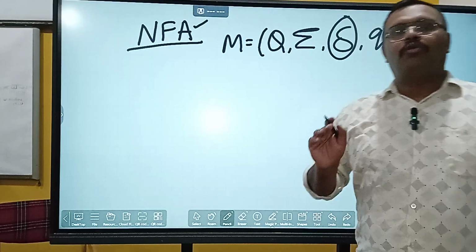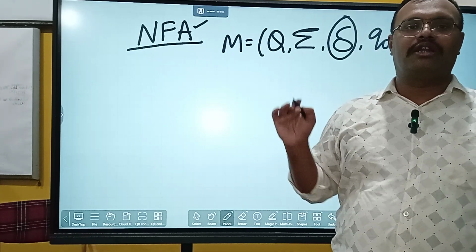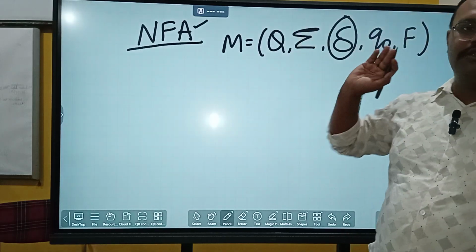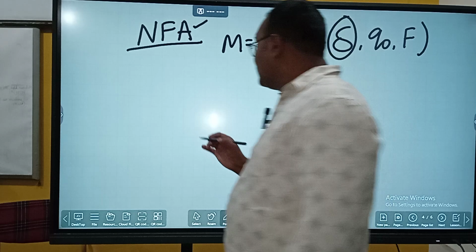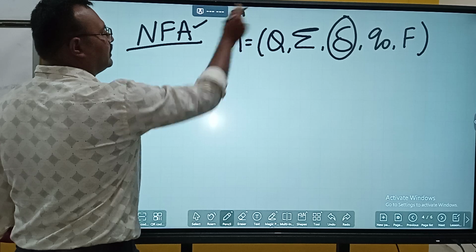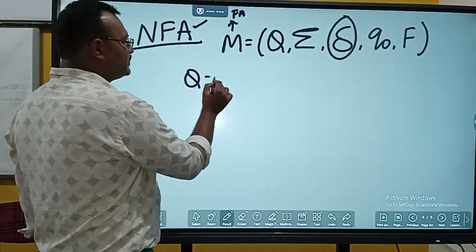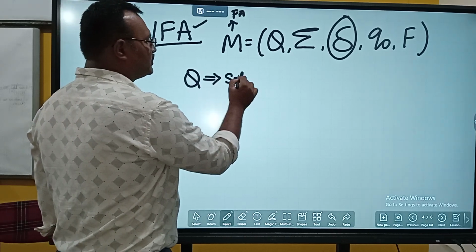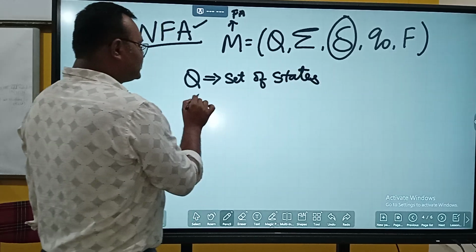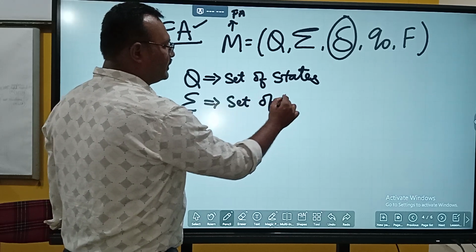Now let us see what kind of transitions we are going to get in this non-deterministic finite automata by defining each element we have in this set. Here we all know that M is a finite automata, that is, a non-deterministic finite automata. Now Q is nothing but the set of states. Sigma is nothing but the set of alphabets.